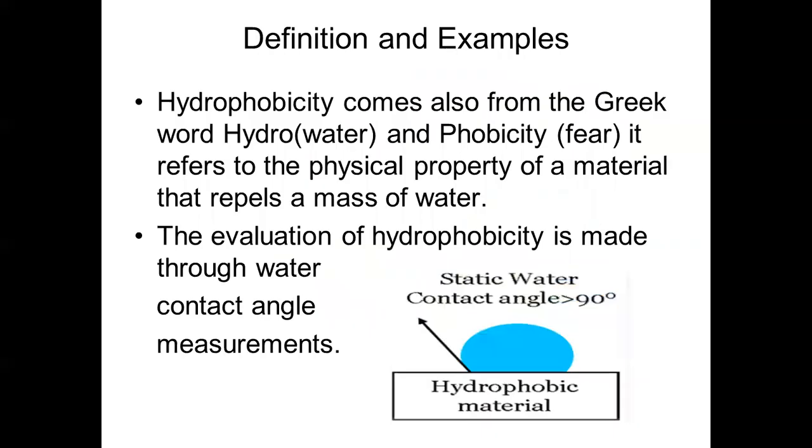So let's take a look at hydrophobicity and define where that word comes from. So hydrophobicity comes from the word hydro, which is water, and phobicity, which is fear. So hydrophobicity is simply the fear of water. So this is what we would use to describe water beads that do not like the surface. So this gives us an angle of greater than 90 degrees. So we would consider that this material is hydrophobic.